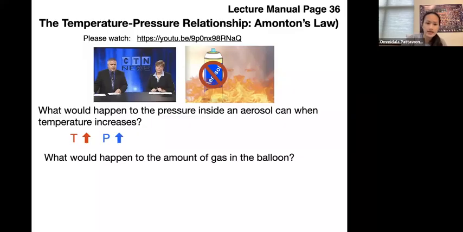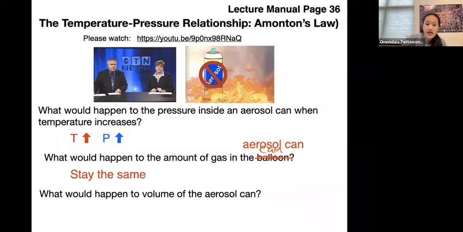So in this case, the amount of gas inside, sorry, it's not the balloon here, sorry, inside the can. So let's change that real quick. Okay, so this would be the can, and the amount would be the same, so it stays the same. And we did not change the volume of the aerosol can at all, so the volume stays the same as well. So in this case, we can say that as the number of gas and the volume stay the same, as the temperature increases, the pressure will increase. Okay, so that's the relationship that we get out of here.